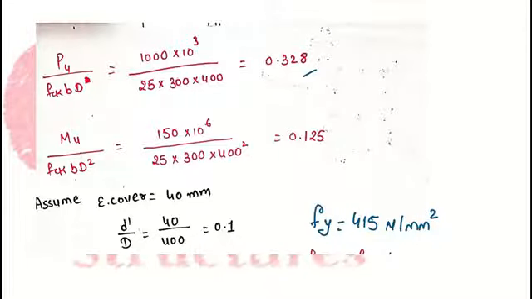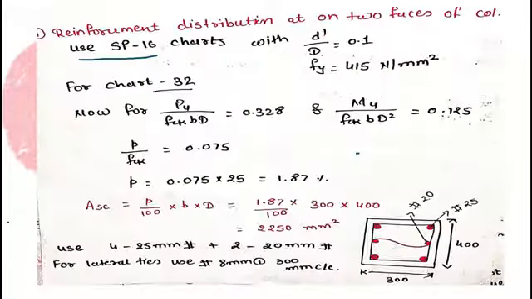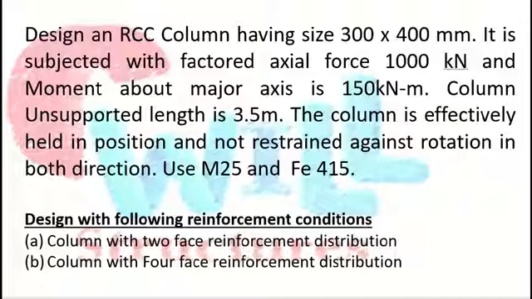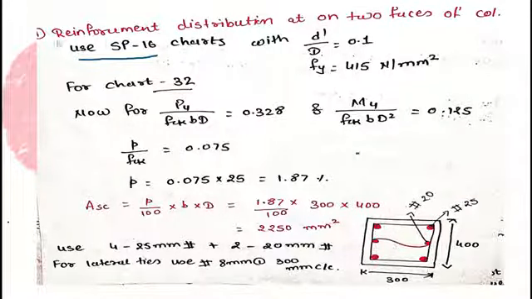What is d dash? D dash is the effective cover, that is, we are assuming here 40 mm. Okay, so the value of d dash by d is 0.1 and fy is given as 415 Newton per mm square. Now as we know, we have to calculate the reinforcement for two different cases as asked in our example. One is the column with two-face reinforcement distribution, and second is the column with four-face reinforcement distribution. Okay, so let's first see the reinforcement distribution on the two faces.